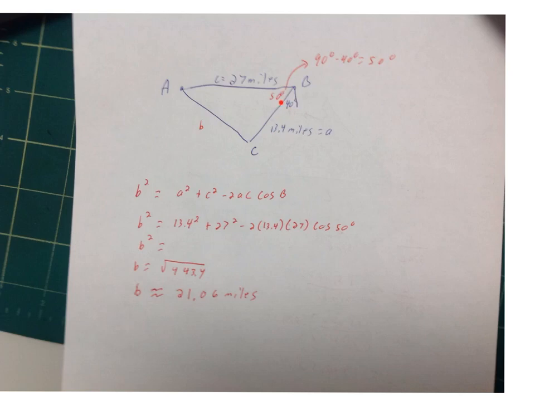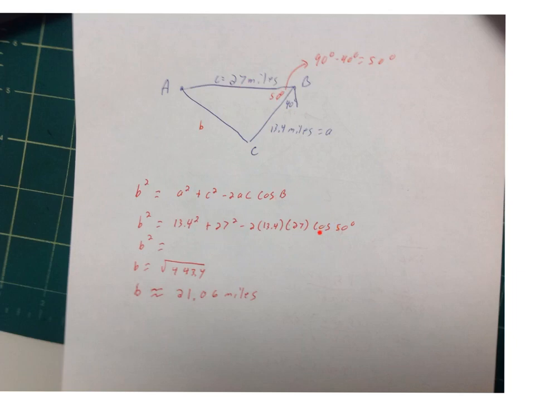Well, to find this angle here, this is a right angle, so you go 90 minus the given angle. This angle here in the triangle's 50. So we know two sides and the included angle, so we can use the law of cosines to find the opposite side. So I put the law of cosines here, where we're finding b, lowercase b. Lowercase a is 13.4, lowercase c is 27, and the angle is 50.